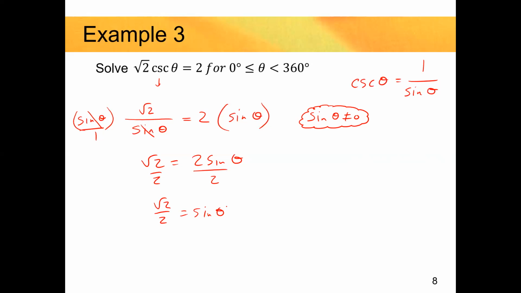That's cool. Let's go back to our unit circle, talk to me. When do we have sine theta is equal to root 2 over 2?